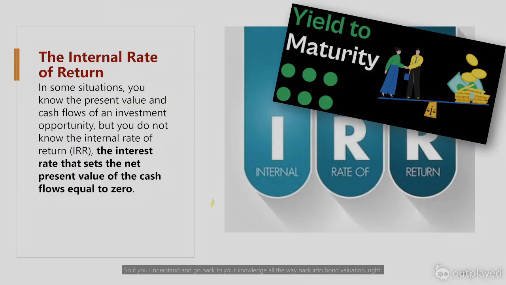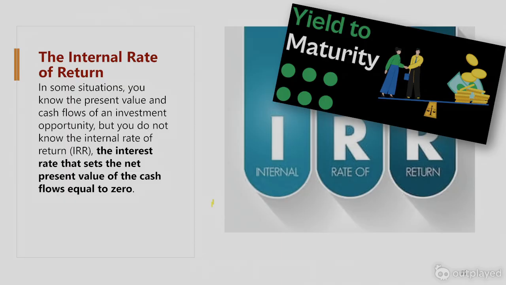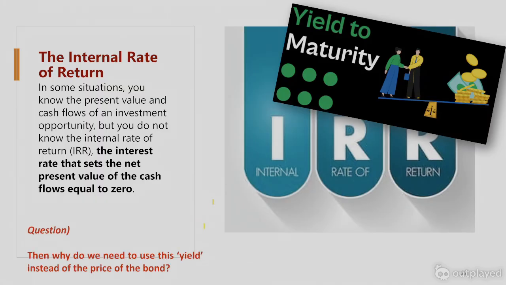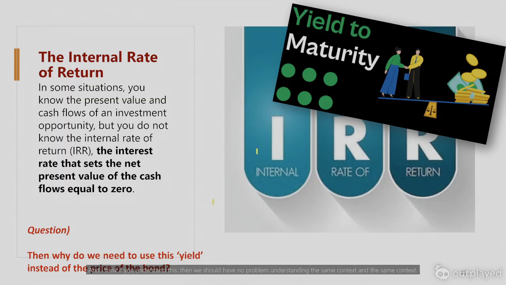So if you go back to your knowledge all the way back to bond valuation, do you all remember what we refer to as yield to maturity? What does yield to maturity actually give us as an implication? The main reason we are learning yield to maturity, even though we learned how to come up with the price of the bond, is that's the key. If you understand this, then we should have no problem understanding, in the same context, why we're learning internal rate of return.